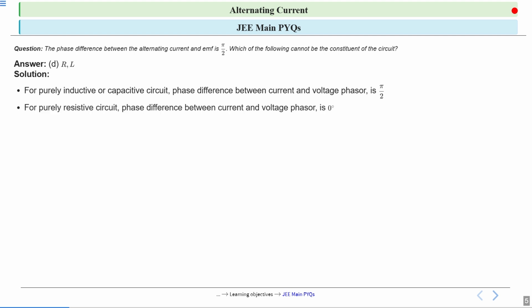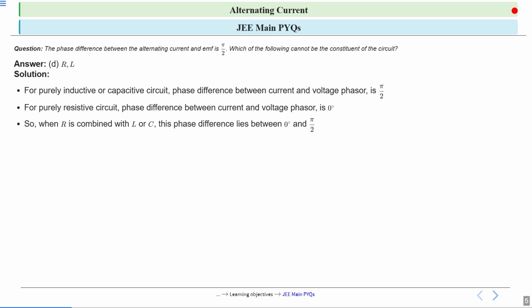So if the circuit is purely resistive, then the phase difference between current and voltage is 0 degree. Current and voltage are in phase in the case of a purely resistive circuit. Okay, so when R is combined with L or C, when a resistor is connected with an inductor or capacitor or both inductor and capacitor, the phase difference lies between 0 to pi by 2. Okay, in case of an inductor, voltage leads the current. In case of a capacitor, current leads the voltage. Phase difference is between 0 degree to pi by 2.